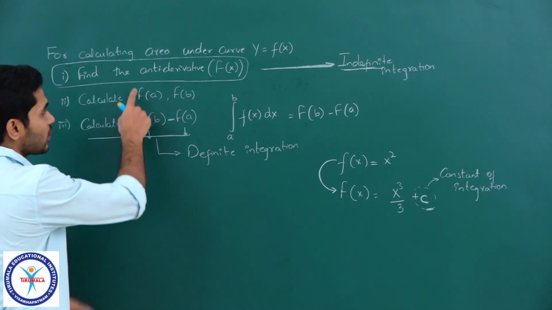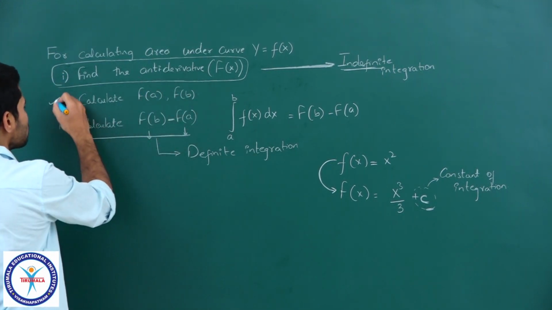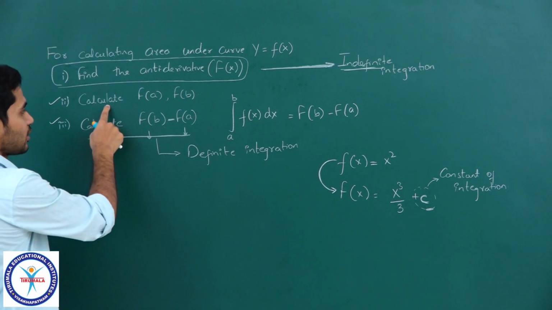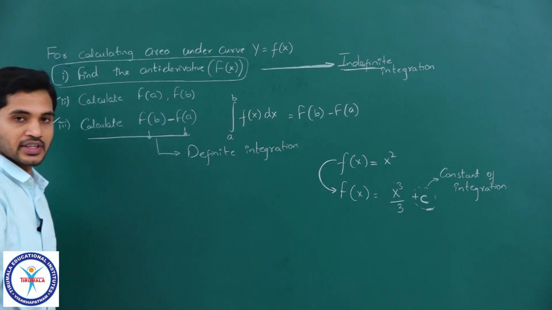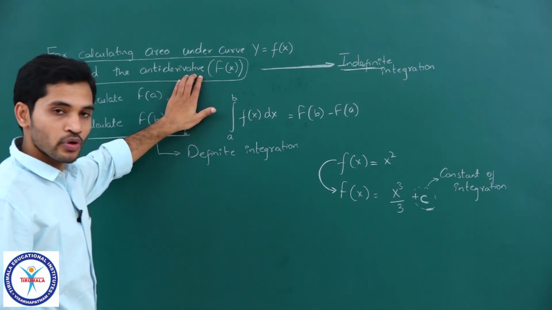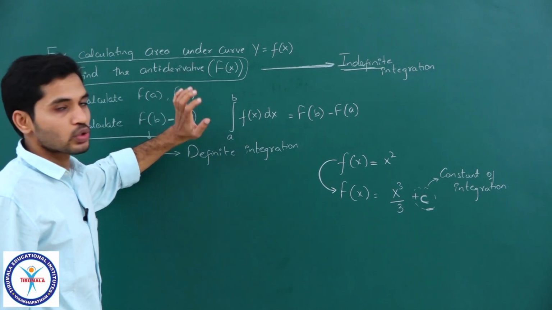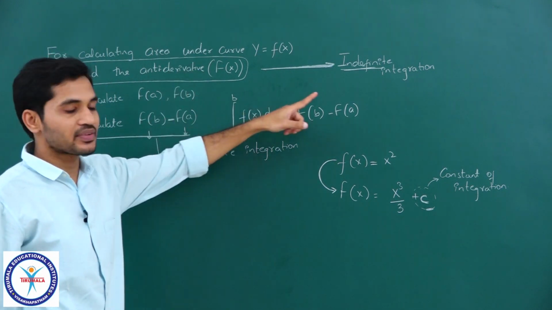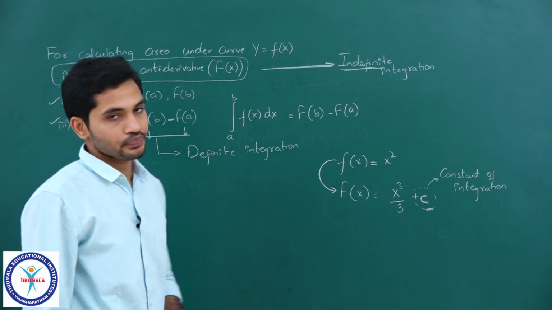Clear? So, you know that once I find the antiderivative, these two steps are very easy, just substitutions and subtraction, very simple, right. So, this is the most important step, right. So, this is what we will be concentrating now. So, indefinite integration. Clear?